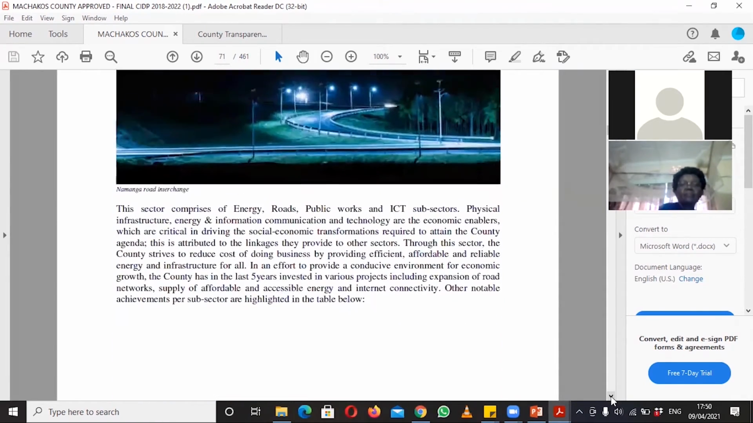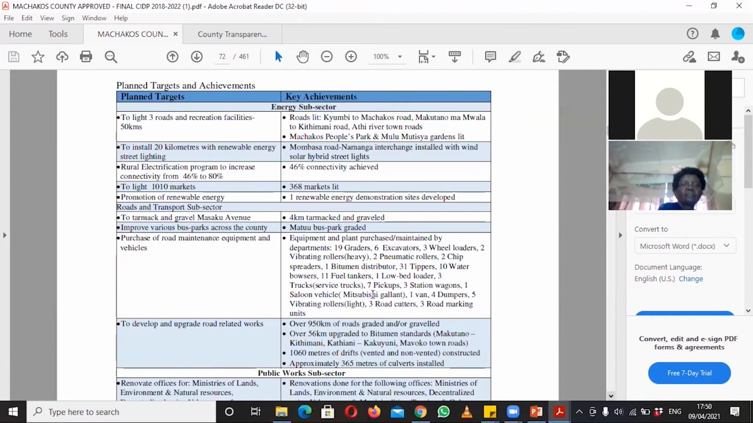Even the energy sector has now started breaking down to give us planned targets and key achievements. They had said that they were going to light roads and recreation facilities, 50 kilometers. They are saying that the roads were lit: Chumbi to Machakos Road, Makutano Mamwala to Kidimani Road, Athi River Town roads, Machakos People's Park and Mulumutisia. This was done in the 2013 to 2017 CIDP.